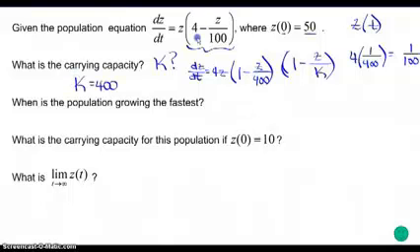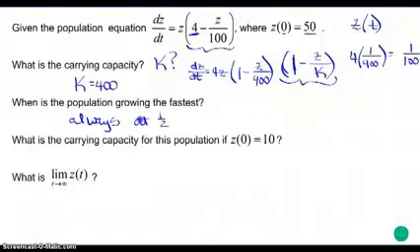So lots of times you're going to have to do that. Remember, this limiting factor only tells us carrying capacity when we're comparing this ratio to 1. So make sure you always look at what that value is. When is the population growing the fastest? Well, the population is always growing the fastest, always, at half the carrying capacity. Just remember that. So it's growing the fastest at 200 individuals in the population.